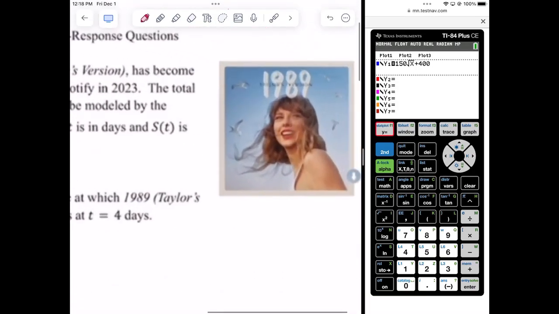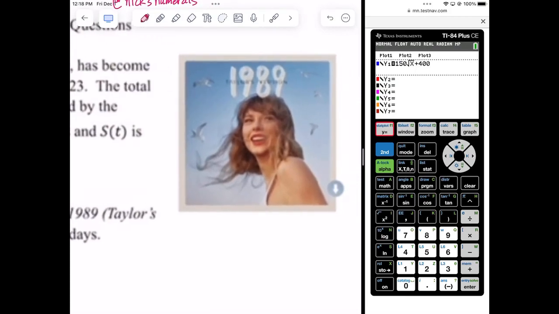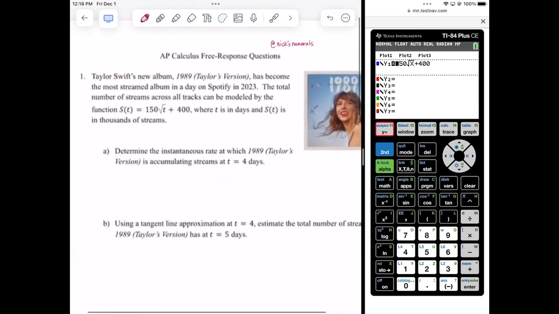And here's the new cover for 1989, which is great. She's showing her face now because she has the confidence to do so.